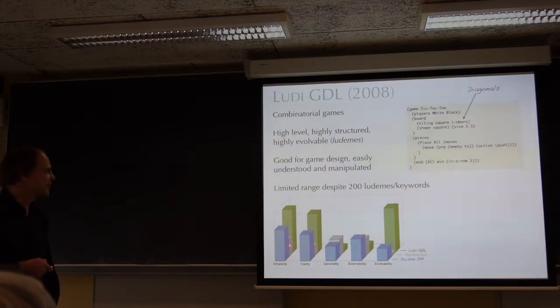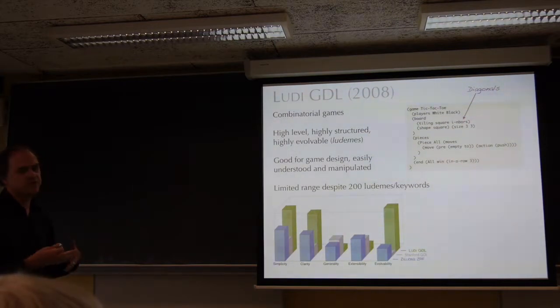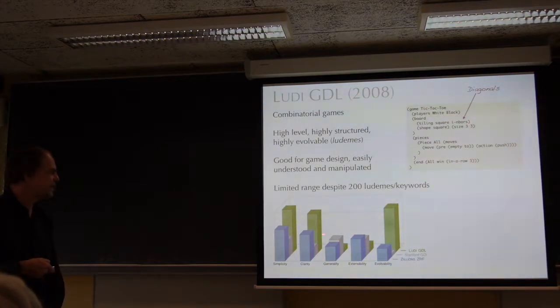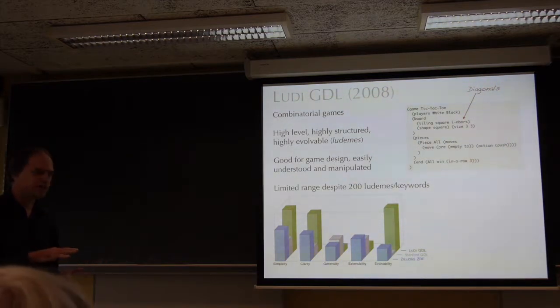And it's very simple to use. If we want to try 5 in a row on a larger board, we just change these parameters. So we can design variants within seconds and new games within minutes. So I'd say this is a very simple language. It's quite clear, and it's very evolvable. This is ideal for genetic programming to create new games. But even though we had 200 ludemes in the language, it proved to be disappointingly limited. It would only handle a very small range of games, and extending it was quite a pain.